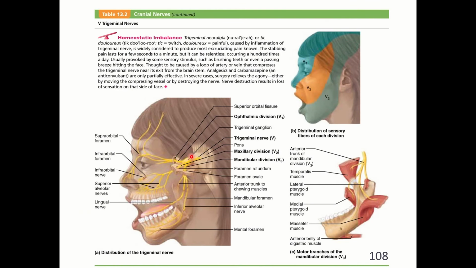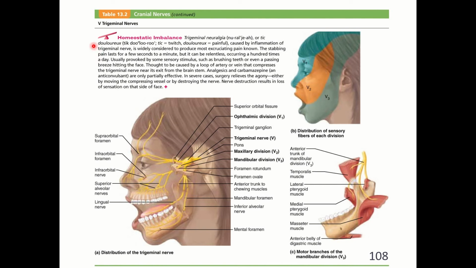Here we see the trigeminal ganglion that is going to synapse with the sensory neurons coming from the ophthalmic division in the forehead, the maxillary division in the upper jaw, and the mandibular division in the lower jaw. And the mandibular division also contains motor neurons that innervate muscles for chewing.